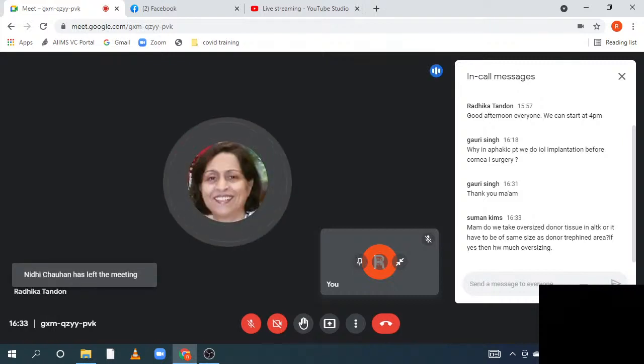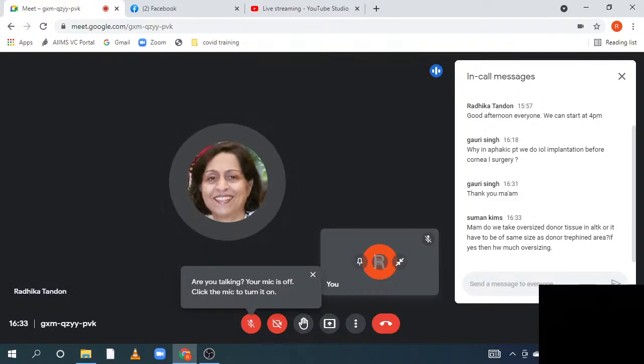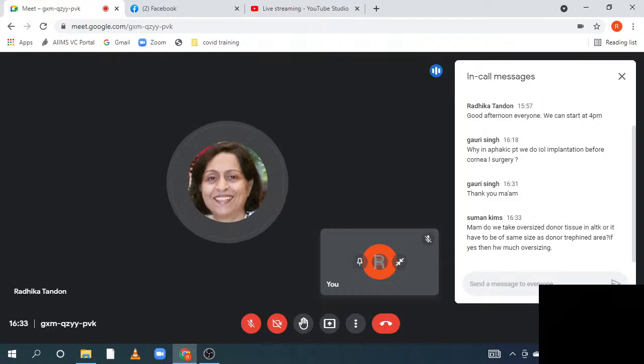Okay, another important question, Suman. Ma'am, do we take oversized donor tissue in ALTK, or does it have to be of the same size as the donor refined area? If yes, then how much oversizing? Such an important question, and now let's take it step by step.